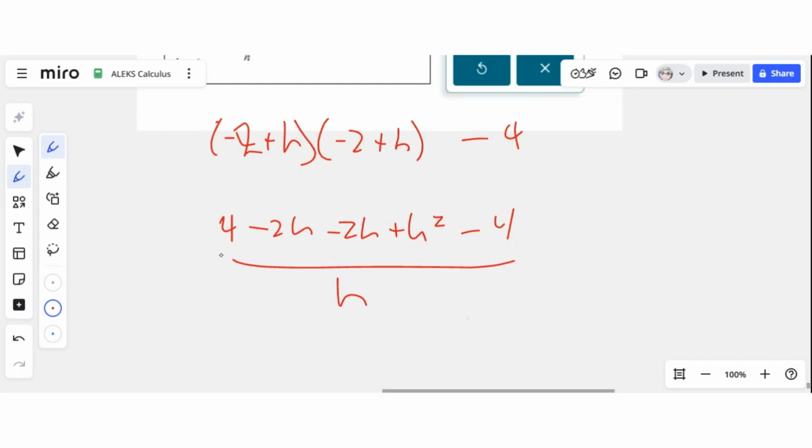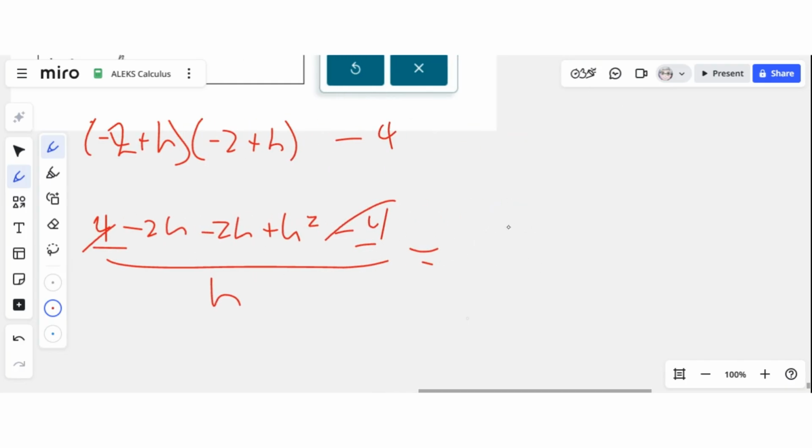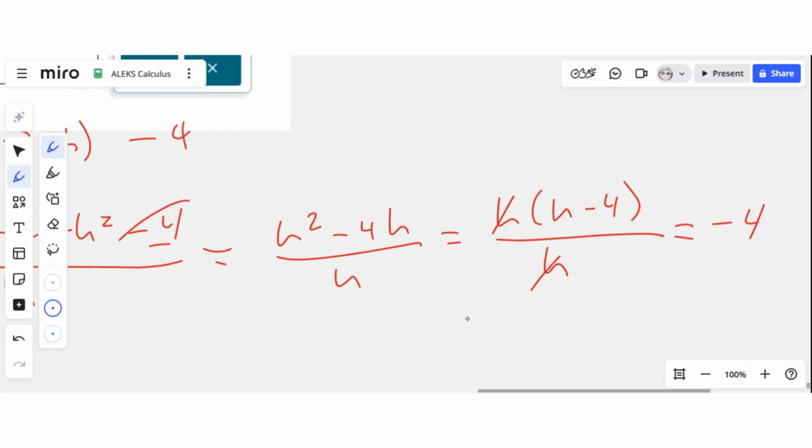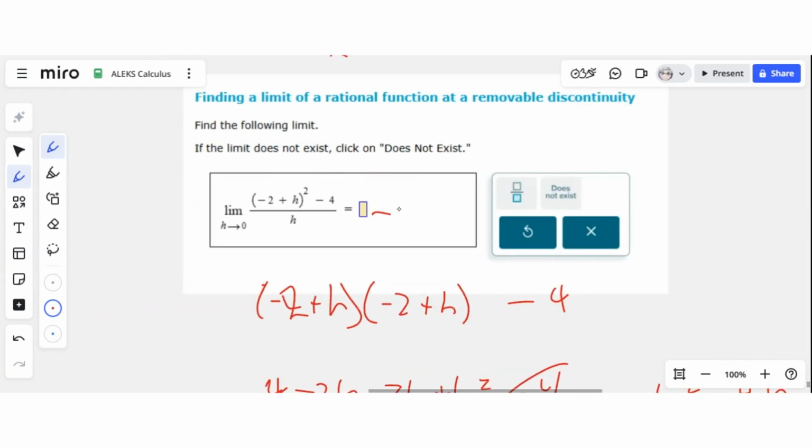And something good has happened here. I've got a plus 4 and a minus 4. So those go to 0. And I can combine my other like terms here. I've got an h squared, and then I've got negative 2h plus negative 2h is negative 4h all over h. And again, I can factor out an h up top. So h leaves me h minus 4 over h. We can cancel that out. Now I can plug in 0 for h, and we've got negative 4. So the limit of this thing as h approaches 0 is negative 4. That's a little work with finding limits of rational functions at removable discontinuities.